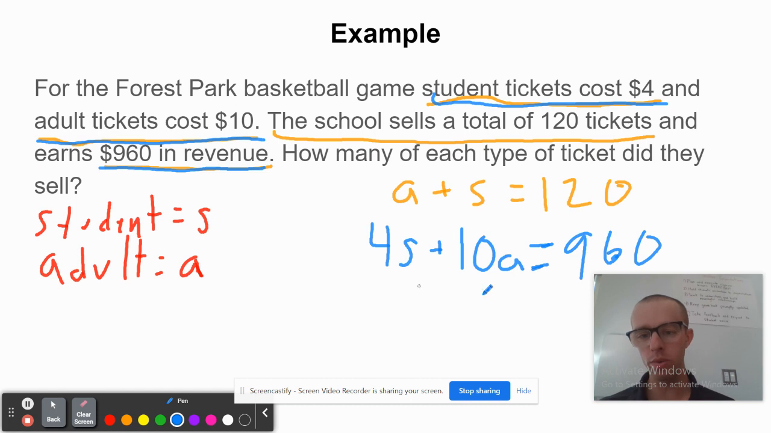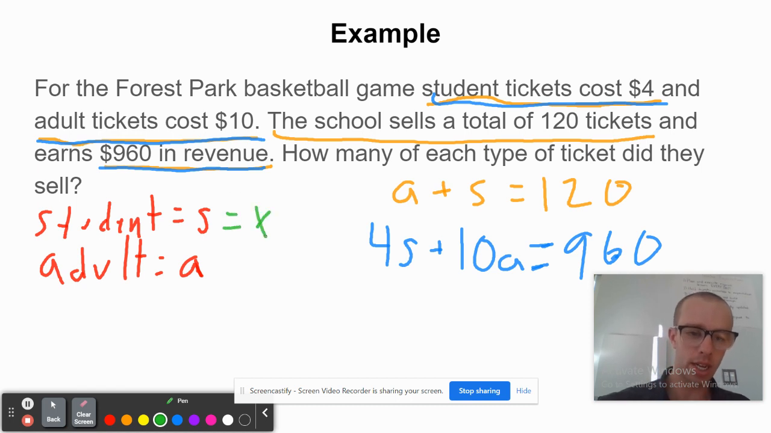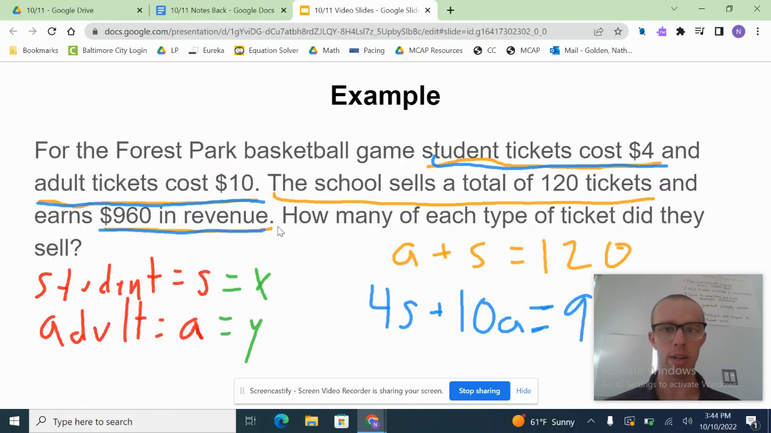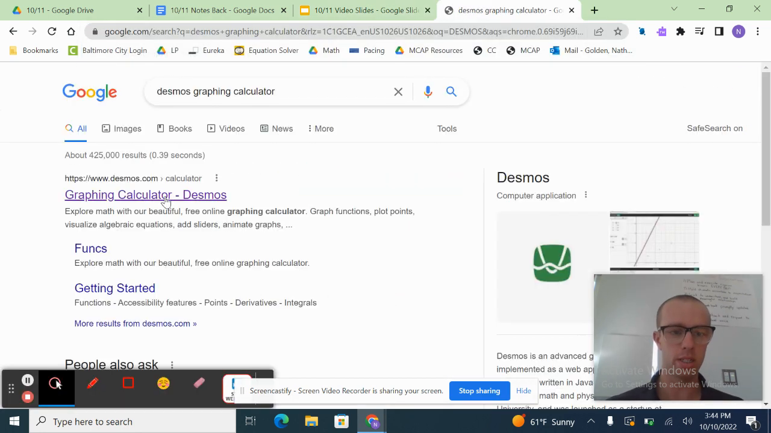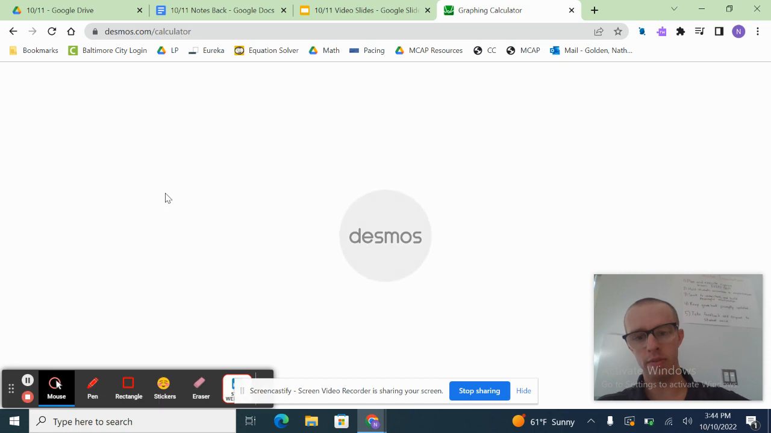And so now I have two equations. A plus S equals 120, and 4S plus 10A equals 960. I can now use Desmos to solve. My last step is that Desmos only accepts X and Y variables. So I'm going to say that students is X and adults is Y. All right, let's exit out here and pull up the Desmos graphing calculator.